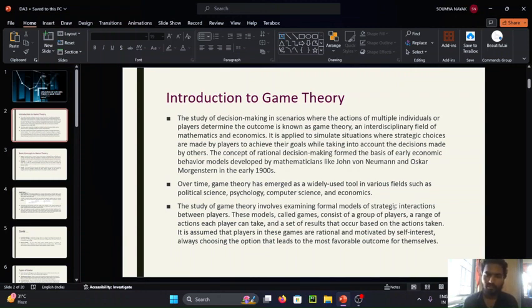Over time, game theory has emerged as a widely used tool in various fields such as political science, psychology, computer science and economics. In the forthcoming slides, we are going to talk about the evolving fields where we can implement game theory with automata. The study of game theory involves examining formal models of strategic interactions between players. These models are called games, consisting of a group of players, a range of actions each player can take, and a set of results that can differ based on the action taken. It is assumed that players in these games are rational and motivated by self-interest, always choosing the option that leads to the most favorable outcome for themselves.